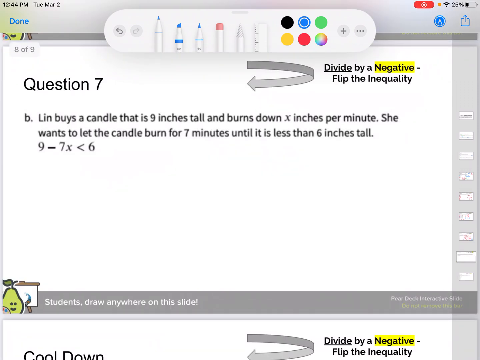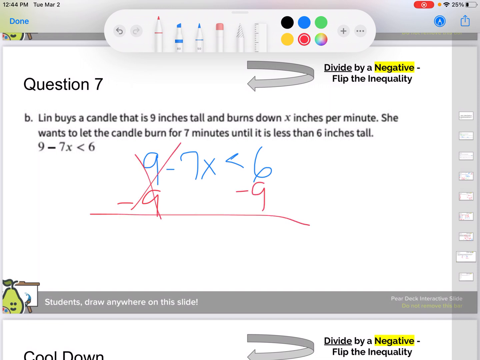For the next one, it says, Lynn buys a candle that is 9 inches tall. She burns x inches per minute. She wants to let the candle burn for 7 minutes until it is less than 6 inches tall. So we have 9 minus 7x is less than 6. So we're going to subtract 9 on each side to create that zero pair. So we're left with negative 7x is less than negative 3.